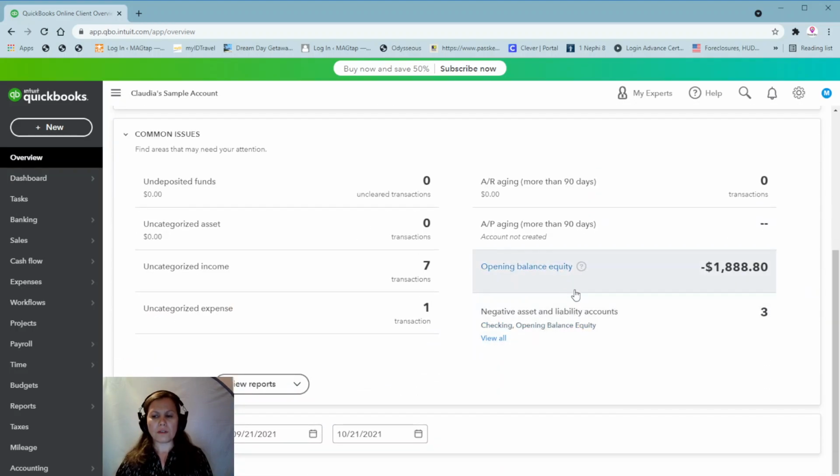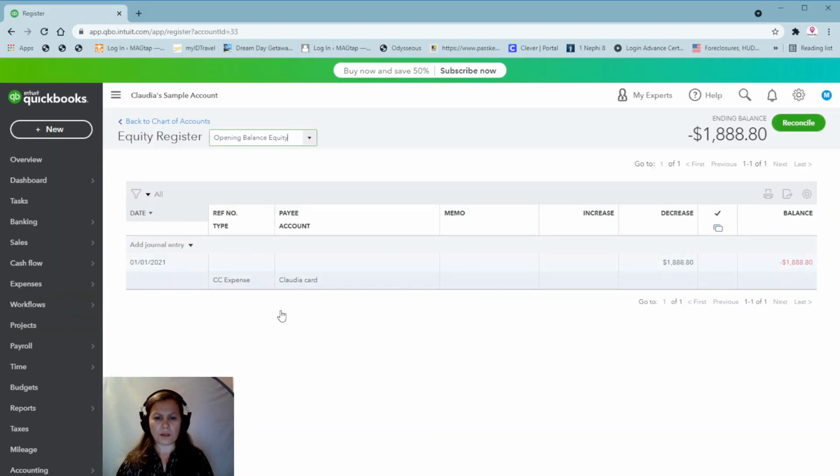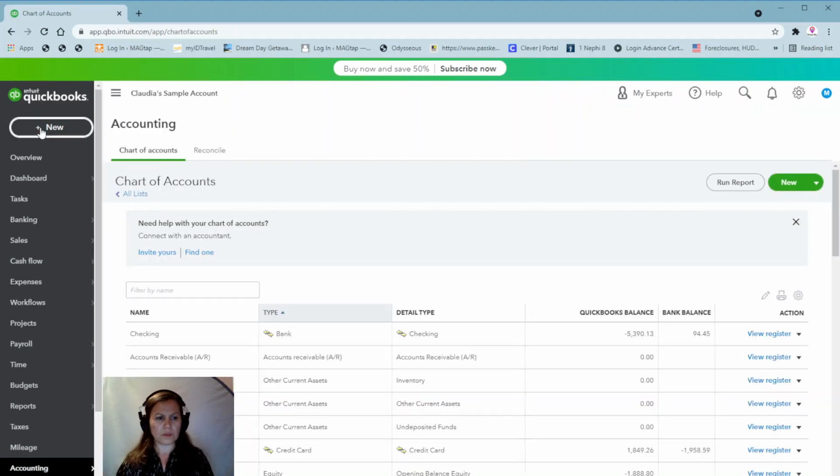Okay, so I want to cover with you how we do a journal entry to correct a discrepancy. Okay, so that's the opening balance. We usually would click on the details here to find out what that is. This was a credit card. That's when the credit card first got added into QuickBooks. So it was a prior balance, and we're going to zero it out in the system. Okay, so we're going to do a journal entry.